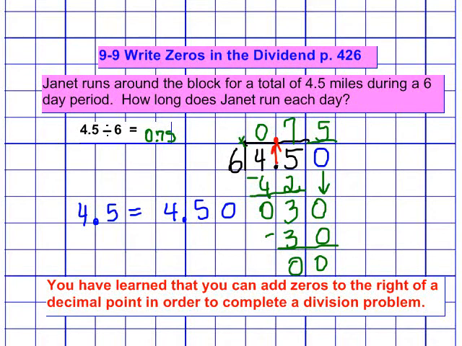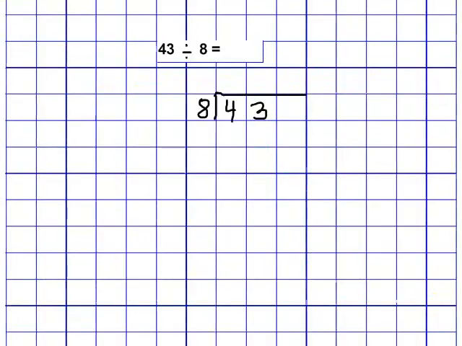So today you have learned that you can add zeros to the right of a decimal point in order to complete a division problem. 4.5 is equal to 4.50. So in my dividend, I can add a 0 to the right of the decimal point without changing the problem. Let's try one more example. Let's try 43 divided by 8. Notice that there are no decimal points in this case, so I'm going to go ahead and start the problem.